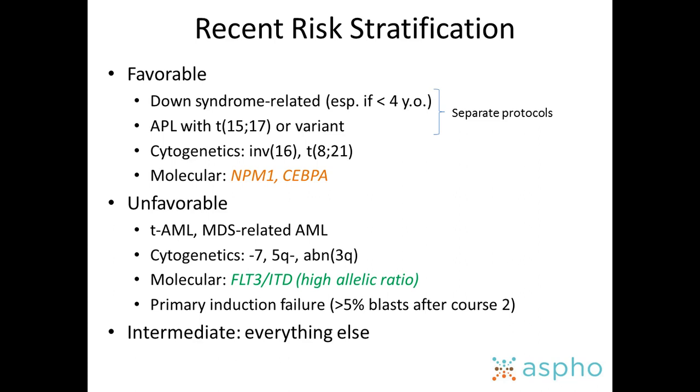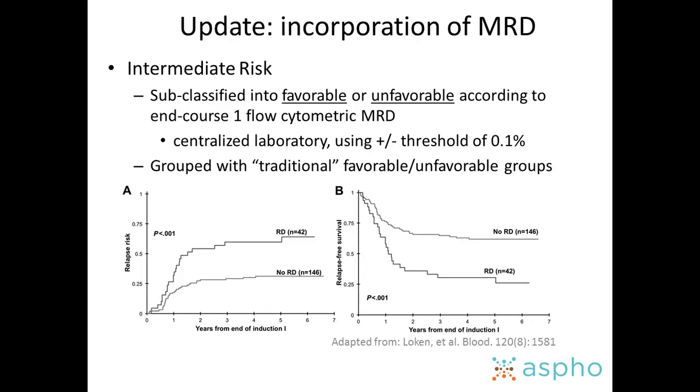Also, patients who don't respond well to induction. So primary induction failures, which we currently define as having greater than 5% blasts after a second course of induction, those patients have unfavorable risk. And in the old classification, everything else was called intermediate risk.